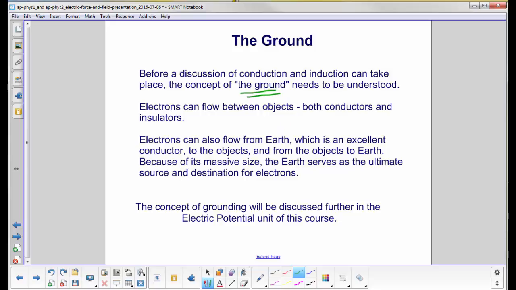Electrons flow between objects, both conductors and insulators. They can also flow from the Earth, which is an excellent conductor, to the objects, and from the objects to the Earth. Because of its massive size, the Earth serves as the ultimate source and destination for electrons that want to move away from where they are. This concept of grounding will be discussed in much more detail in the electric potential unit of this course, but for now, let's just remember it can both give electrons and it can take electrons, almost infinite amounts of them.